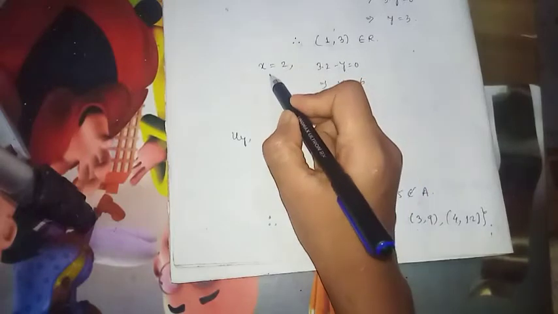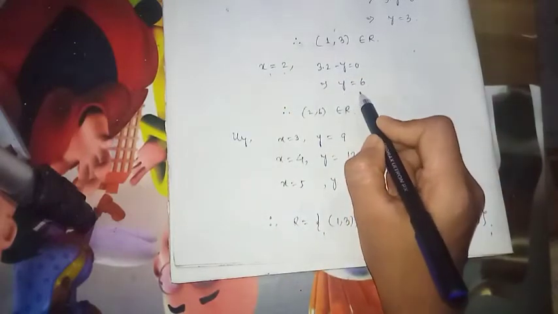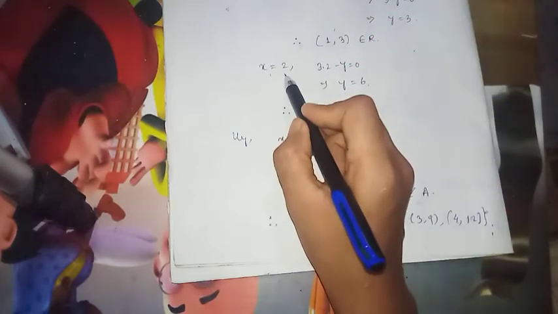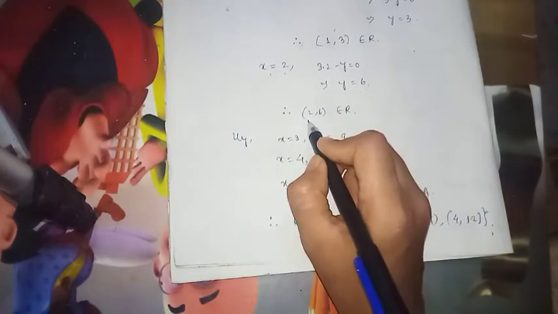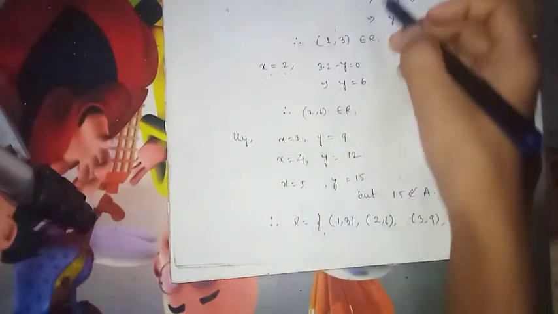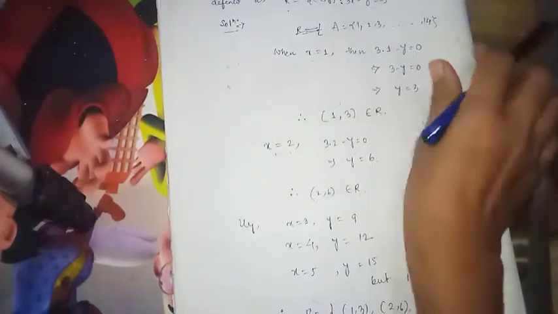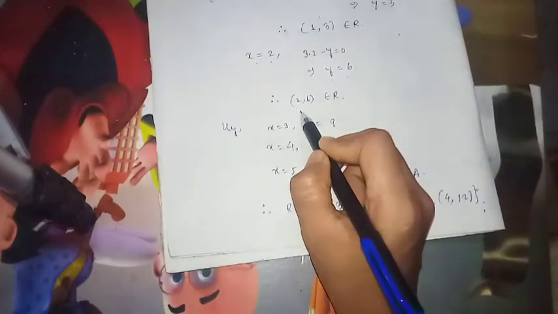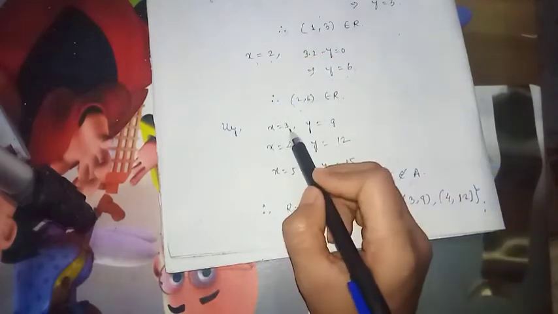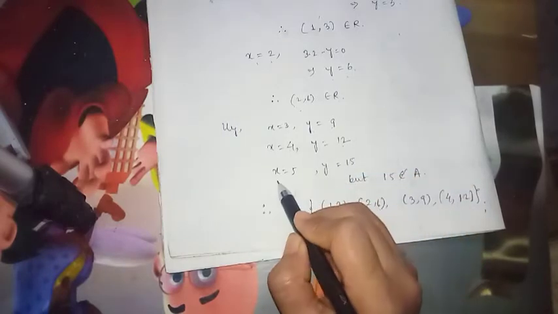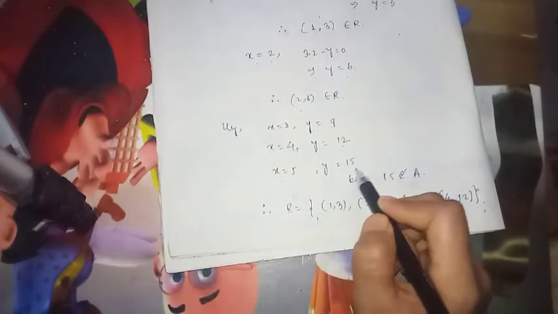Similarly, if we take x equal to 2, we will get y equal to 6. Since 3 into 2 minus 6 equals 0, this definition is satisfied by x equal to 2, y equal to 6. Therefore, element (2, 6) belongs to R. Similarly, for 3 we get y equal to 9, for 4 we get y equal to 12, and for x equal to 5 we will get y equal to 15.